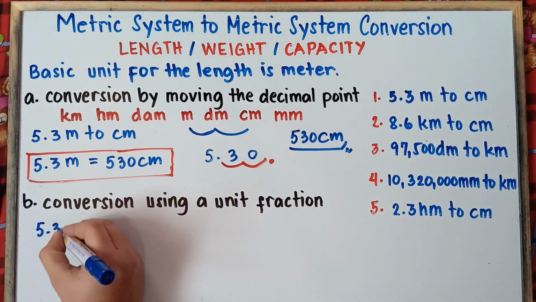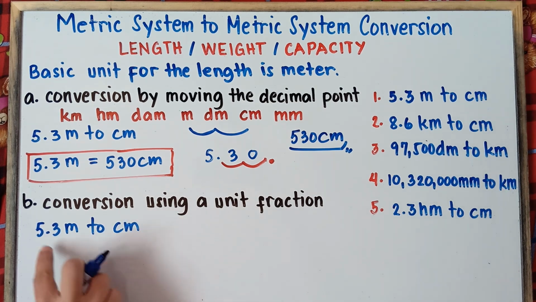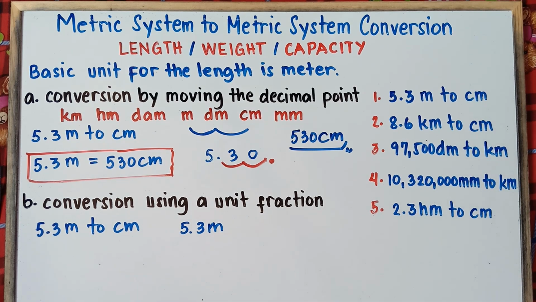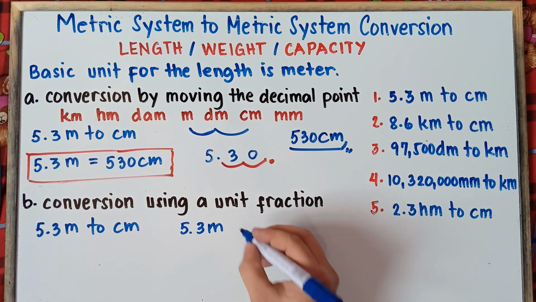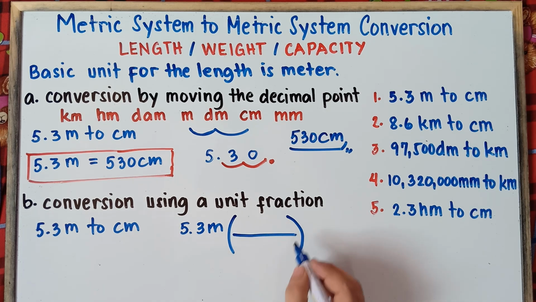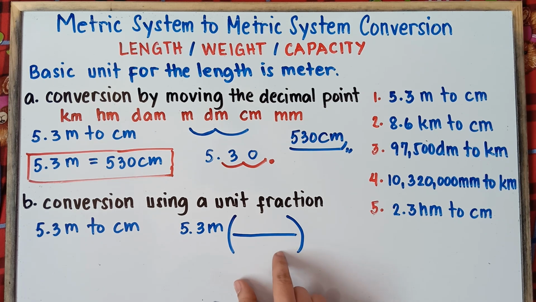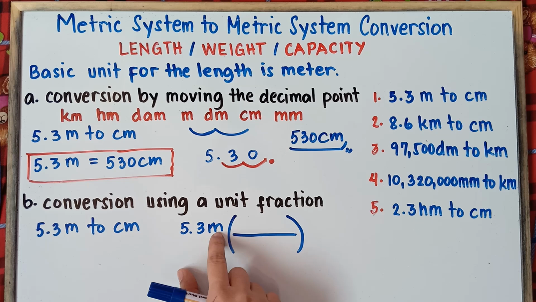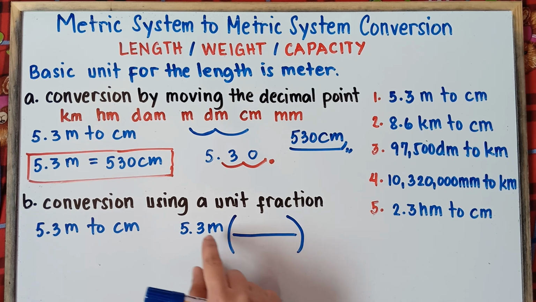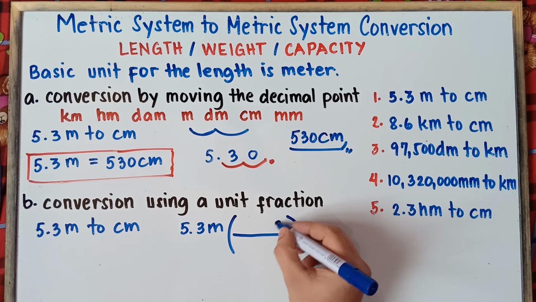So copy first, 5.3 meters to centimeters. So you write the given, 5.3 meters, and then you need to use a parenthesis, class. You put parenthesis, and then you put a fractional bar. Now if this is meter for our given, the units on the denominator must be meter so that we can cancel out the units. So meter, and then we convert into centimeters.